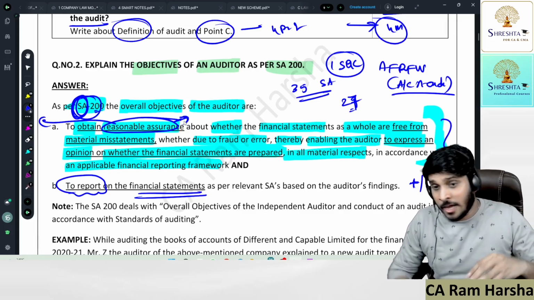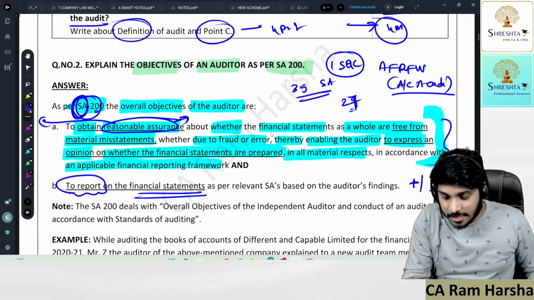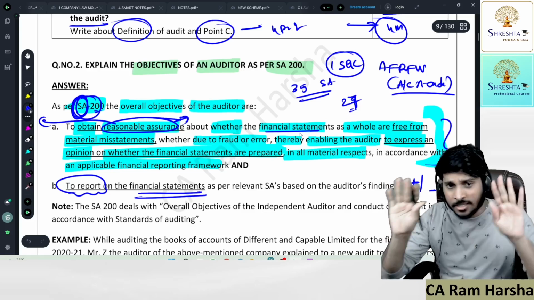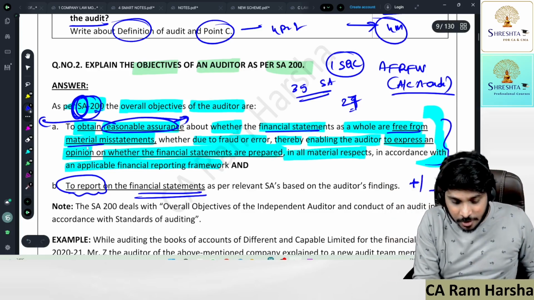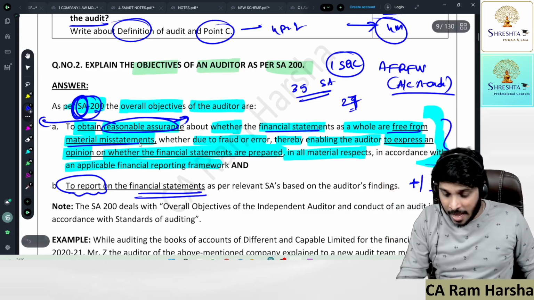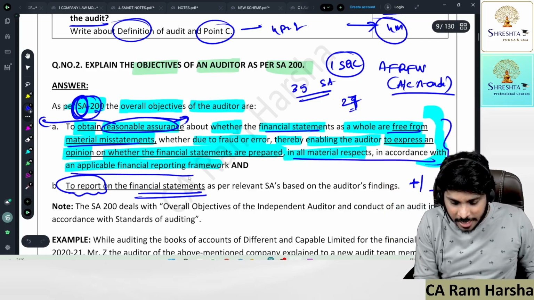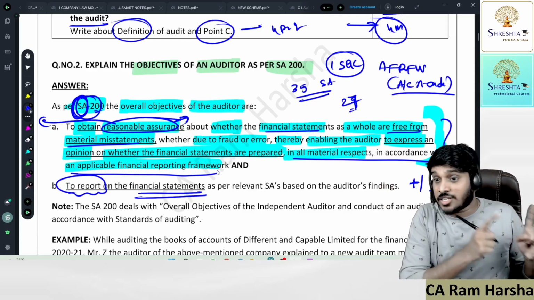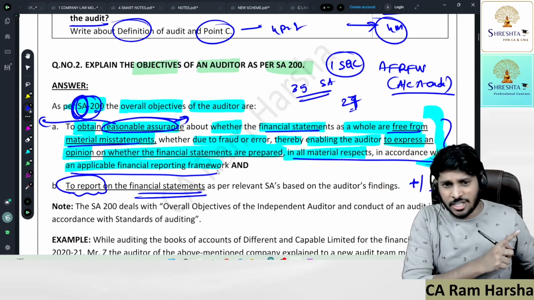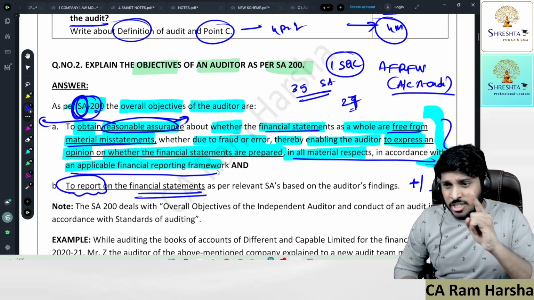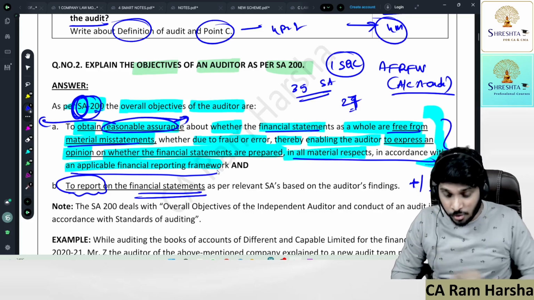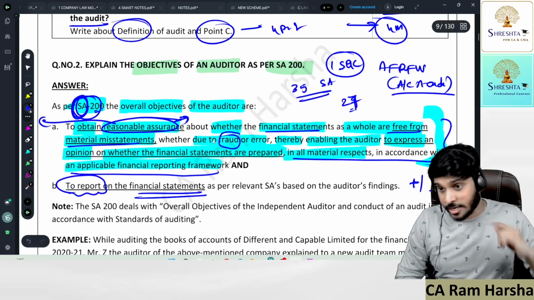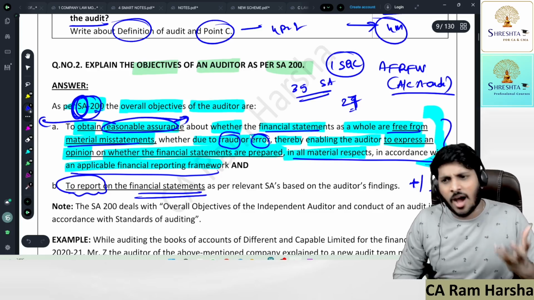What assurance will he give, and in what context? Whether the financial statements, dear shareholder, the two documents you got, are free from mistakes. Are they right or wrong? And are they prepared as per the applicable financial reporting framework? By the way, when I discussed the misstatement definition in the last session of the fundamentals chapter, I told you misstatement can be due to fraud, which is intentional, or it can be unintentional.